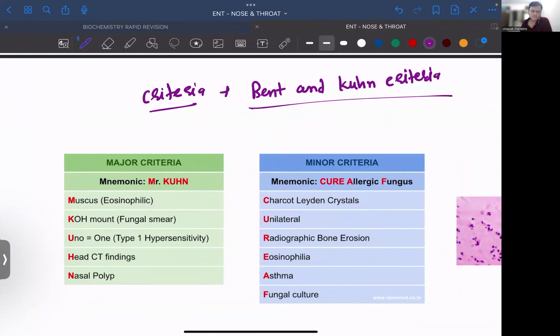Now you can get a question like this. All of the following are major criteria except. As a human being, what will you do? You will look at the bigger name, right? Secondly, हाँ ये तो बड़ा लग रहा है तो this one is major criteria. Take a look over here.